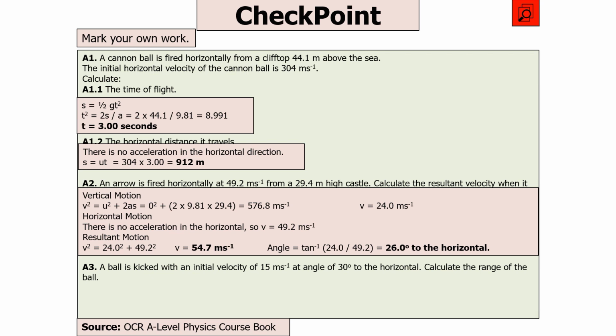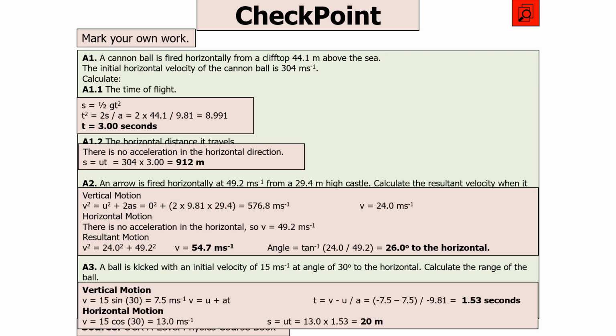trig from the triangle, tan equals opposite over adjacent, so it's 26 degrees to the horizontal. Once again, what's the range of the ball going to be? Well, we know from the vertical motion that v equals u plus at, because we're going to use suvat in the vertical. We can resolve that initial velocity into the vertical component to be 15 sine 30, so we can work out t to be 1.53 seconds.